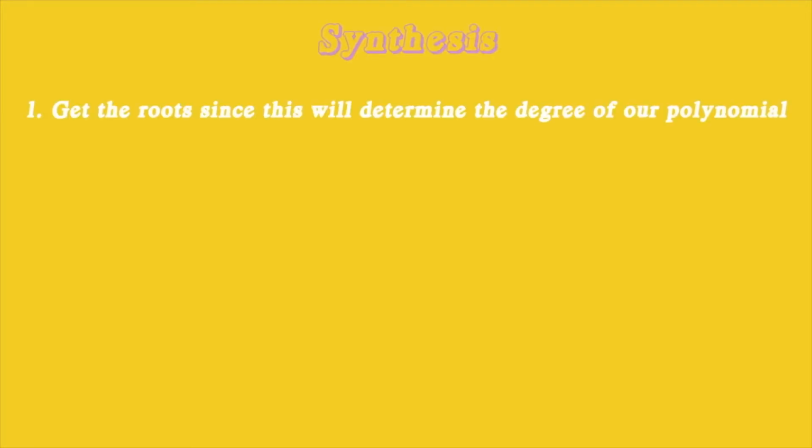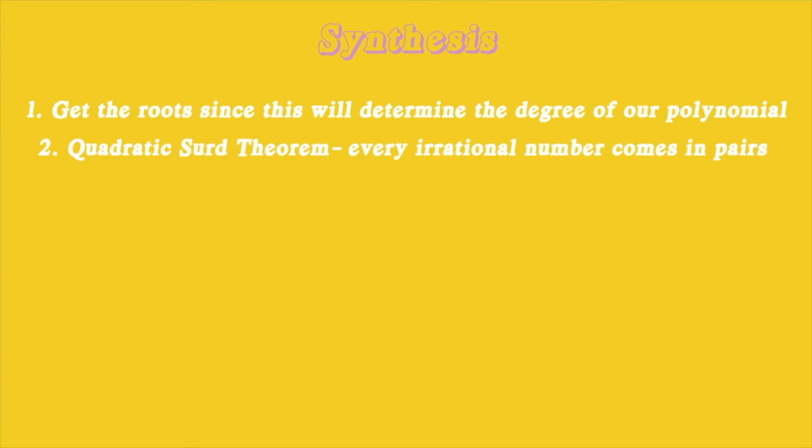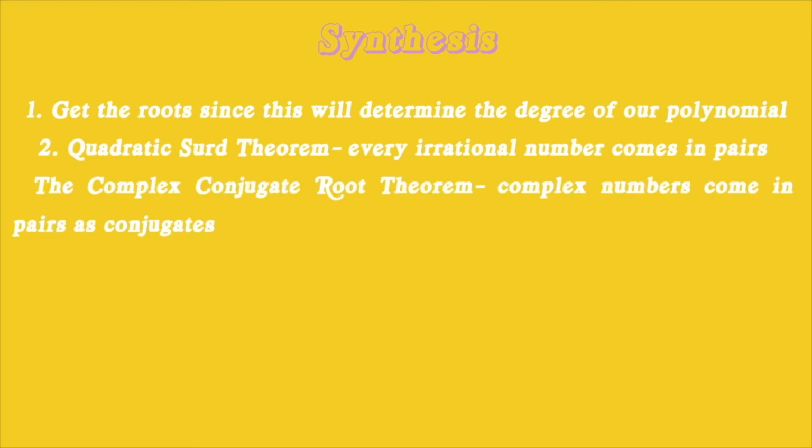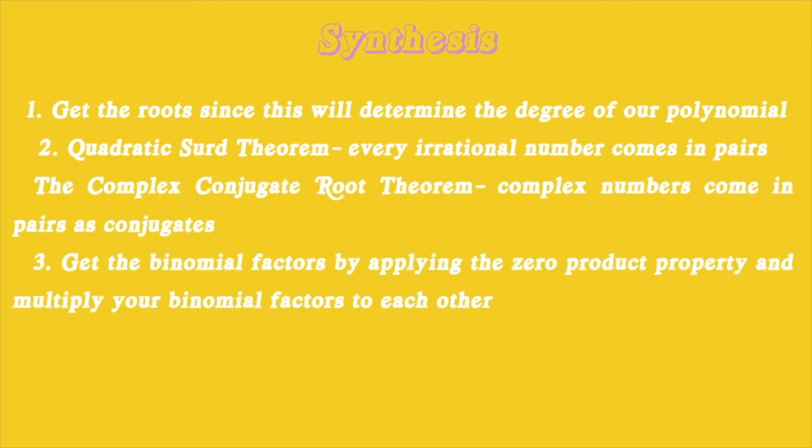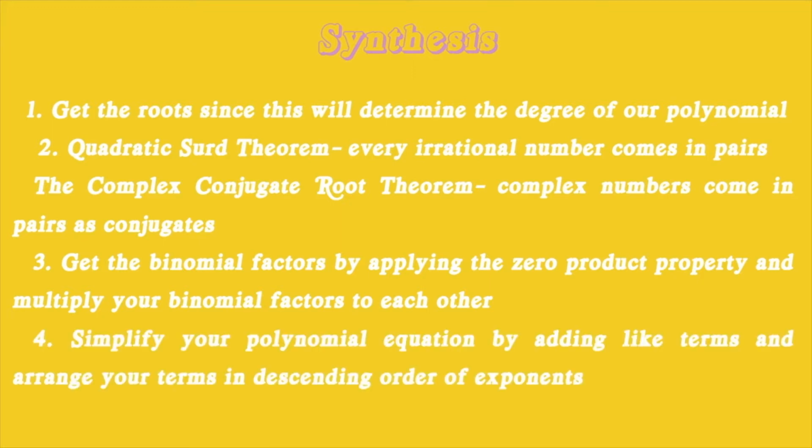Here's a summary of all our steps. First, get the degree of the polynomial equation by finding the roots. Then, remember the quadratic surd theorem and the complex conjugate root theorem. Next, get the binomial factors by applying the zero product property and simply multiply your binomial factors to each other. Then, simplify your polynomial equation and make sure that the last term is a constant, or a term without a variable. That's it!